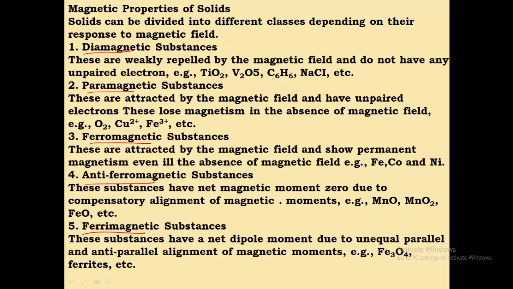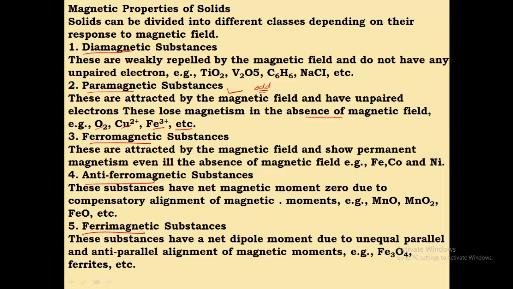Okay, paramagnetic substances contain unpaired electrons or an odd number of electrons, and hence they are weakly attracted by a magnetic field and lose magnetism in the absence of the magnetic field. If the magnet is removed, then they will lose their magnetic property. Examples are O2, Cu+2, Fe+3, etc.